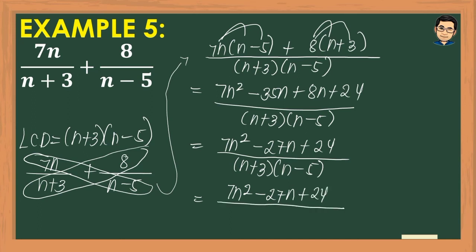So using FOIL method, n times n, that is n squared. And then i-add natin yung product ng outer terms and inner terms. So n times negative 5, that is negative 5n. Tapos 3 times n, 3n. So negative 5n plus 3n, that is negative 2n. 3 times negative 5 yung last terms. So that is negative 15. So this will be our final answer.